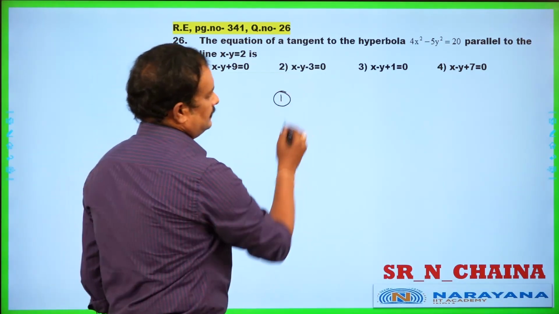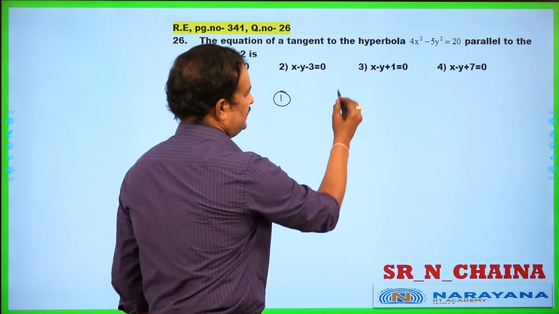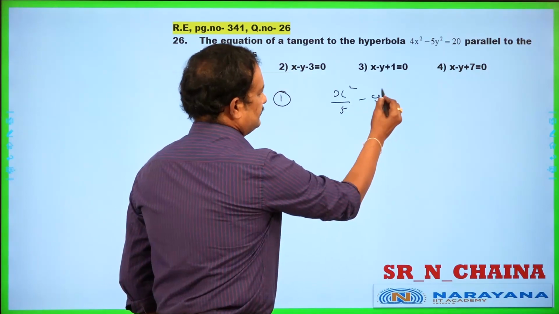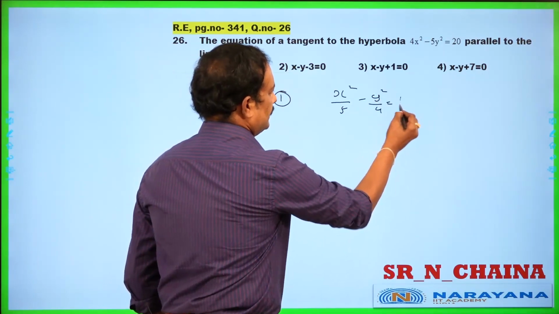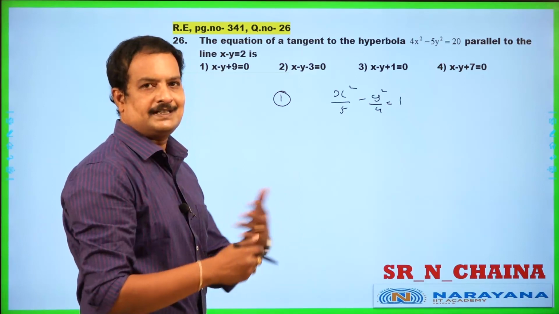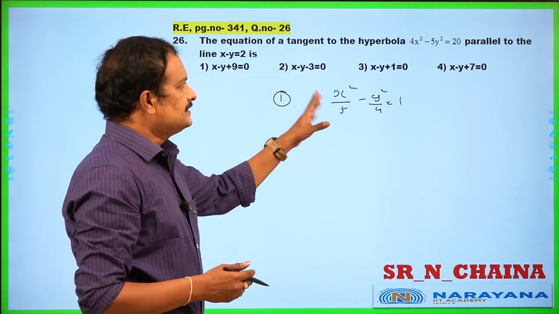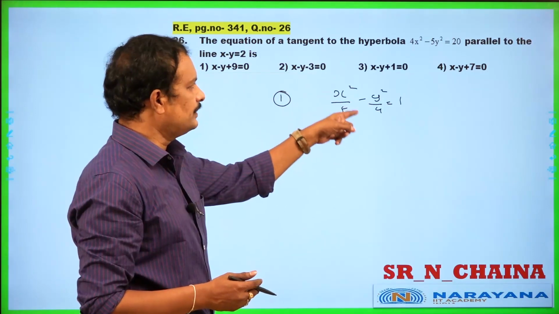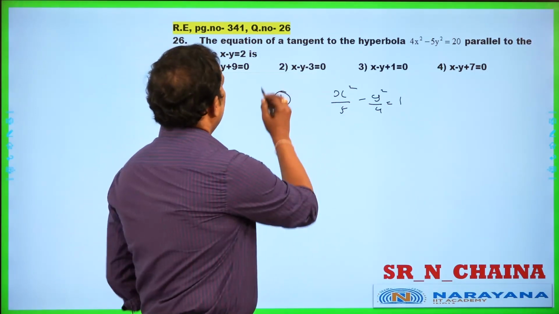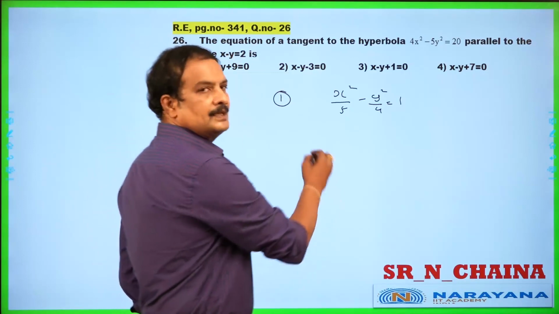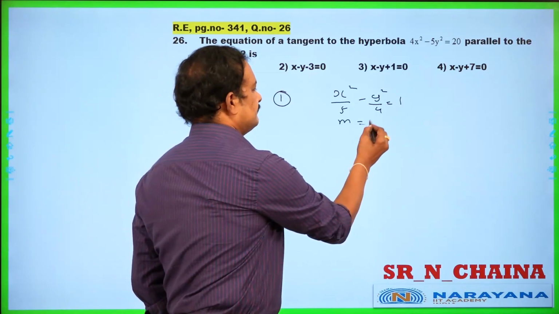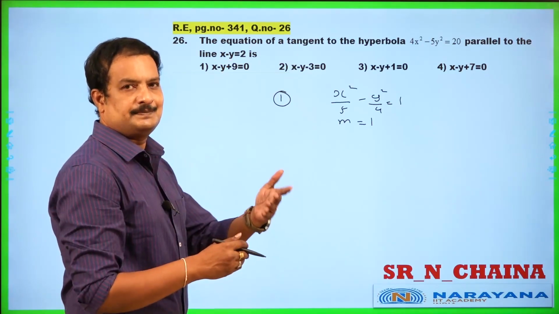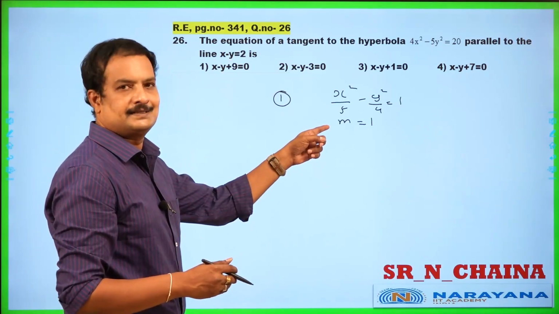So you can take the parabola or hyperbola, whatever it is. So this is x square by 5 minus y square by 4 equal to 1. This is the given hyperbola in the standard form. Now, required tangent is parallel to this line. So what is the m value here? It is 1, because slope of this line is 1. So since the required tangent is parallel to this one, slope should be taken as 1 only.